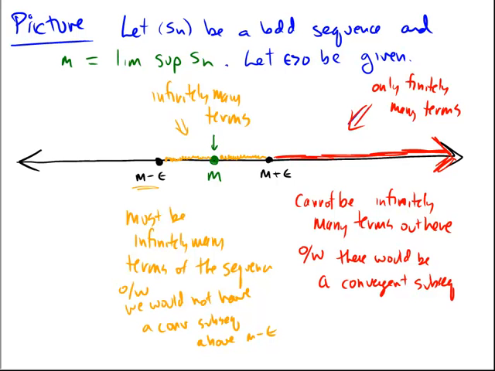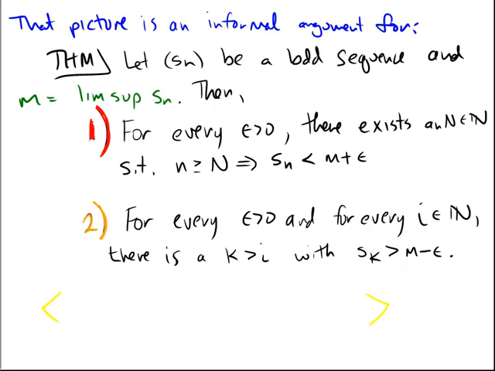You might wish to pause and rewind this a little bit here so you can watch that again, because this is really the crux of the matter with limit superior and limit inferior, is that near m we get infinitely many terms, but outside of near we get only finitely many terms. Okay, so that picture was an informal argument, or a picture type proof of the following theorem.